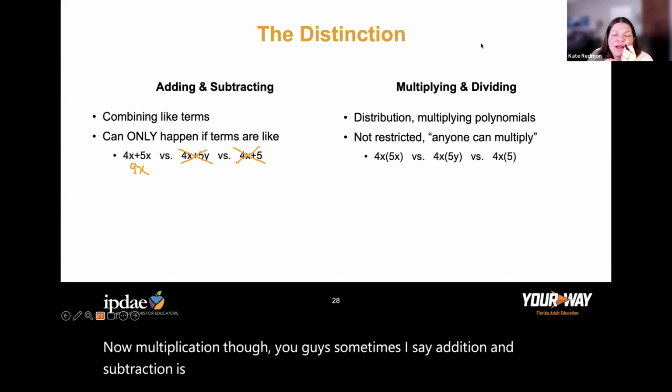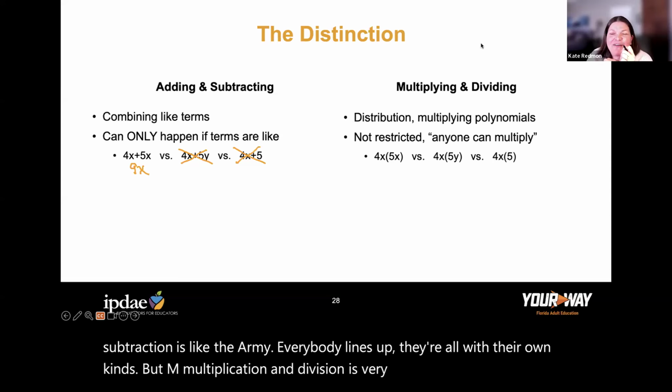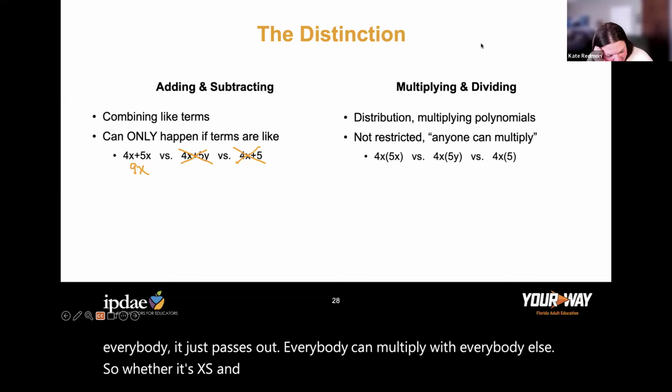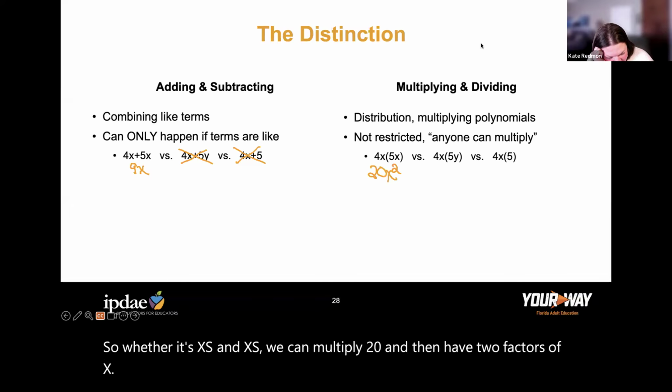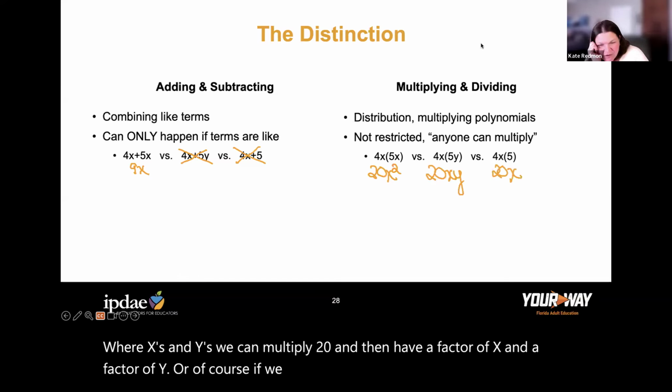Everybody lines up, they're all with their own kind. But multiplication and division is very hippy dippy free love. Everybody, it just passes out. Everybody can multiply with everybody else. So whether it's x's and x's, we can multiply 20 and then have two factors of x. Or x's and y's, we can multiply 20 and then have a factor of x and a factor of y. Or, of course, if we just have numbers with a variable, we can combine. So anybody can multiply.